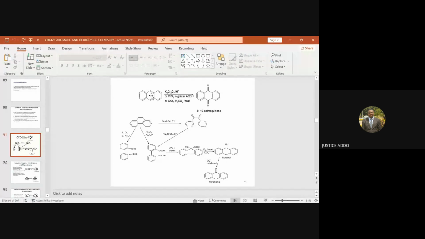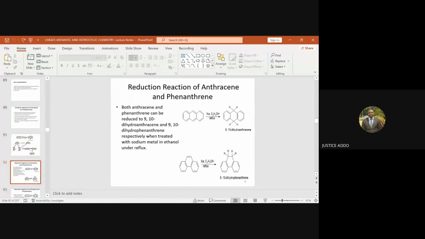So when you oxidize anthracene, you realize that positions 9 and 10 are oxidized to this what? Ketone functional group. So you get what? 9,10-anthraquinone. Okay. The same way, when you reduce 9,10-anthraquinone, you also get what? Anthracene. Now, if you have phenanthrene and you oxidize, it's still the 9,10 positions that form your ketone functional group. So that is where the reactions take place.